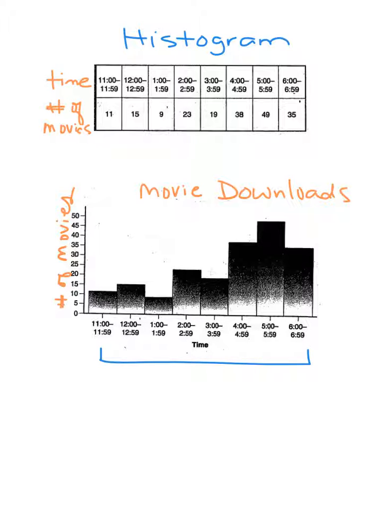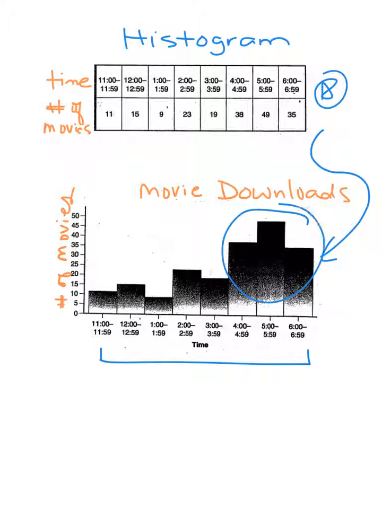So we can take our information from the table, and another way to display it is through a histogram. Now in this histogram I can see that most of the movie downloads occurred between 4 o'clock and 6:59. I can also ask specific questions such as how many movies were downloaded between 11 and 11:59, and that looks like it's about 11 or 12. So again, just another way to display data.